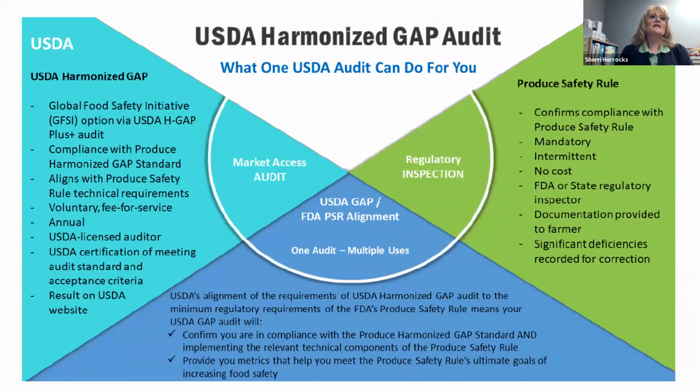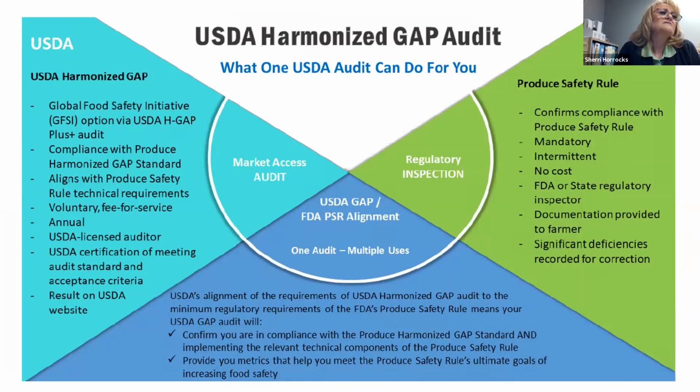This is a little handout, a comparison document that USDA puts out, and it breaks it down to what you would look at to see what type of audit you need. Do you need a market access audit, which is what my program does, or are you required by FSMA to do a regulatory inspection? There are your two differences.